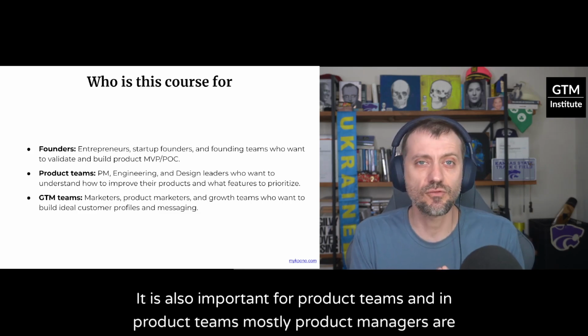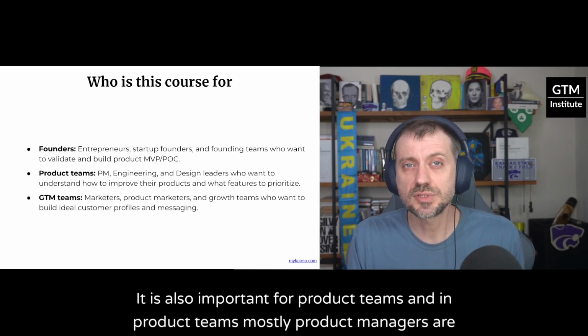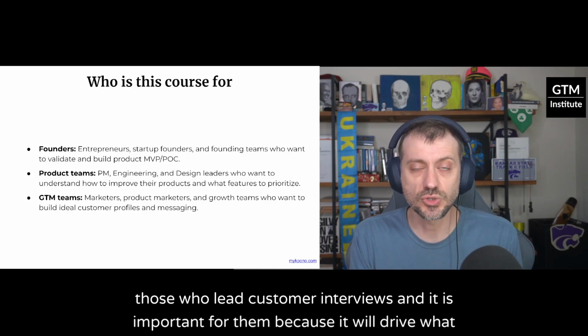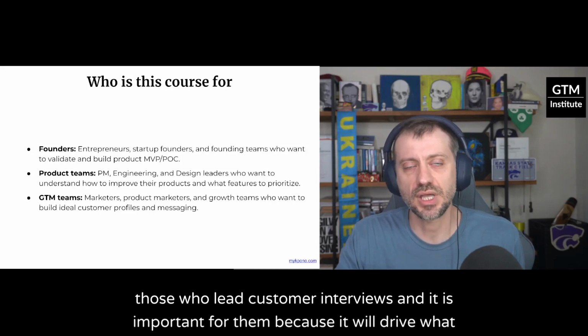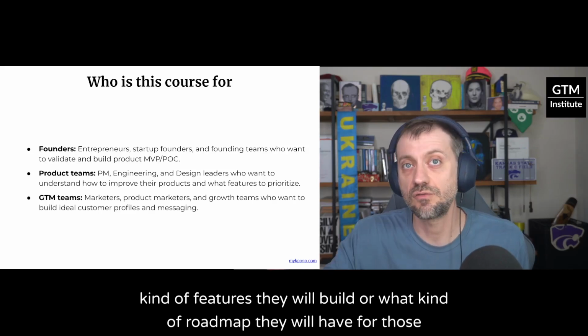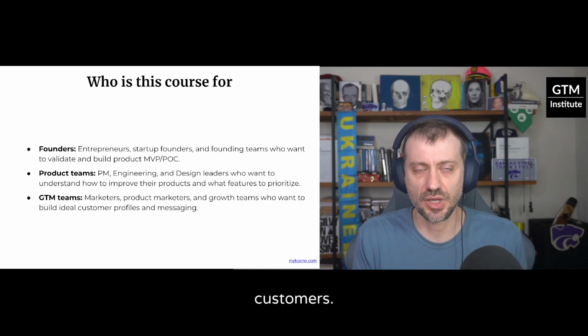It is also important for product teams. In product teams, mostly product managers are those who lead customer interviews. And it is important for them because it will drive what kind of features they will build or what kind of roadmap they will have for those customers.